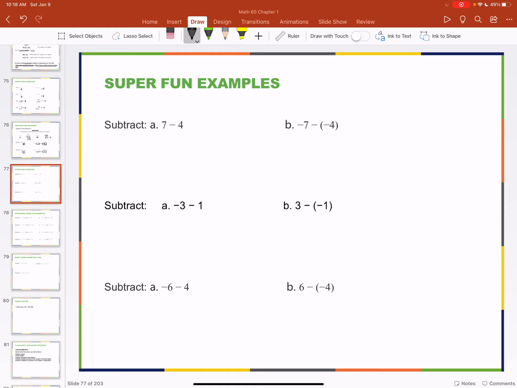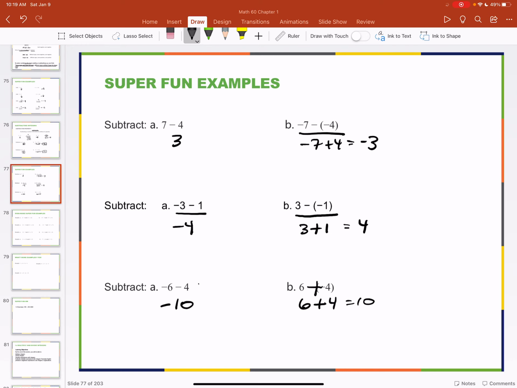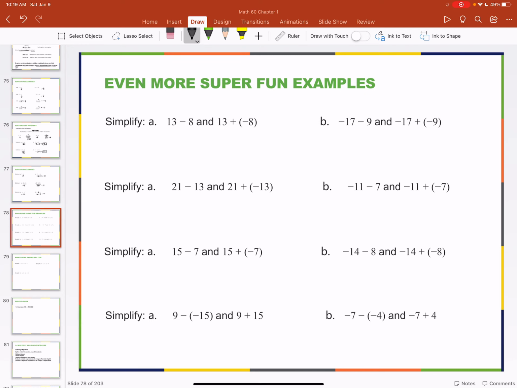7 minus 4 is 3. -7 plus 4, that's going to be -3. -3 minus 1 is -4. This minus of a minus is 3 plus 1, that's 4. And we did not do this one, I thought we did. -6 minus 4 is -10. And then 6 minus a minus, that's plus. This becomes a plus, and that's positive 10. And this is negative, okay?